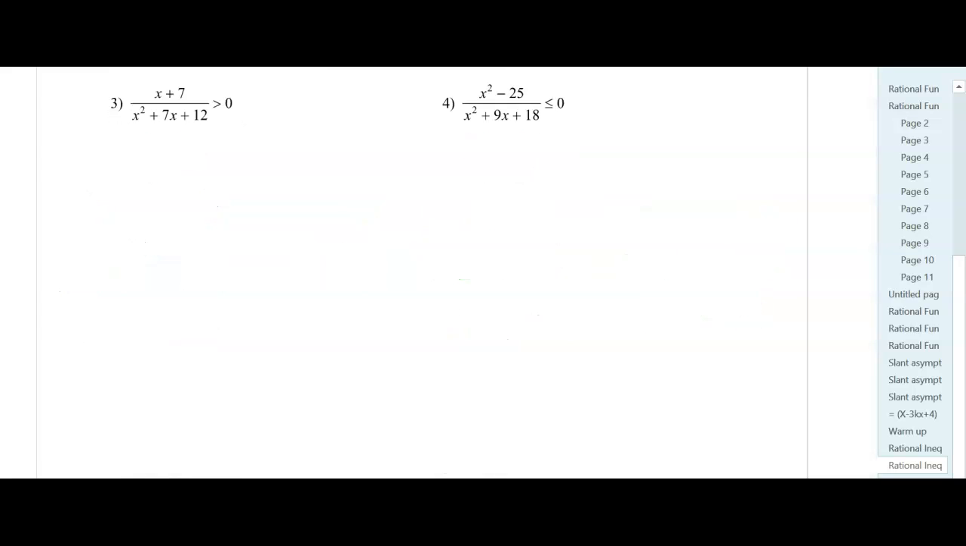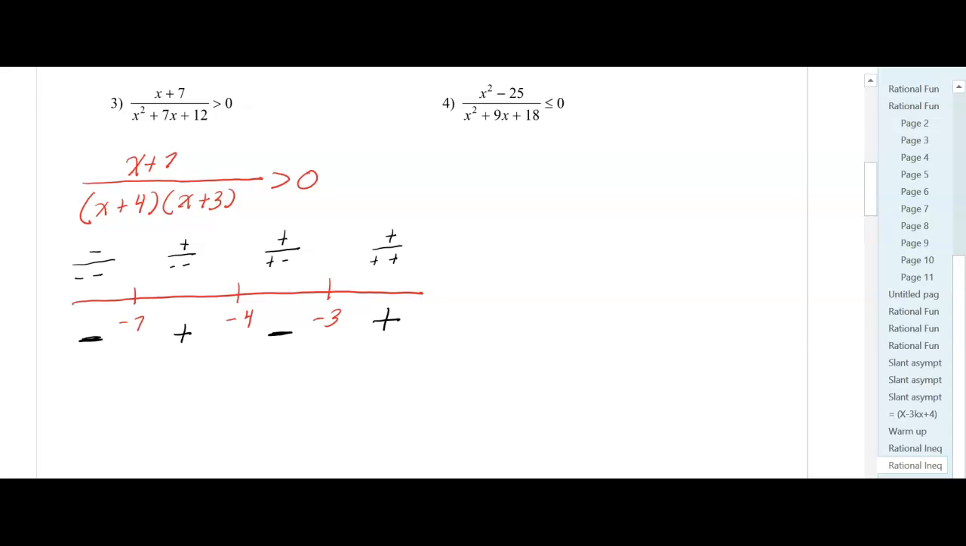For problems 3 and 4, if you take a look at them, they're very similar to number 1 and 2. The only difference is these are not in factored form. So it would be my suggestion that you factor problem 3 and 4, and then you solve the inequalities like we did problem number 1 and 2. So I'm going to pause the screen here. You're going to try factoring number 3 and solve it. Then you should factor number 4 and solve it.